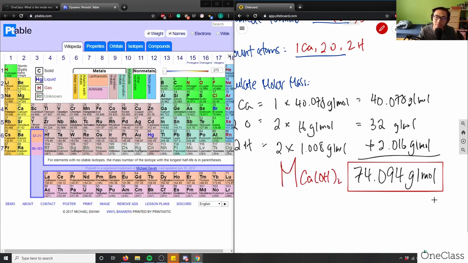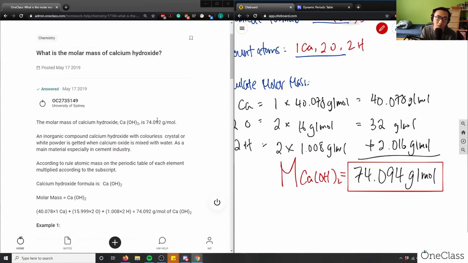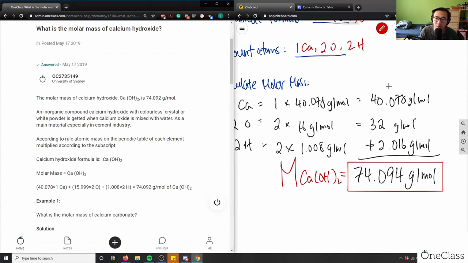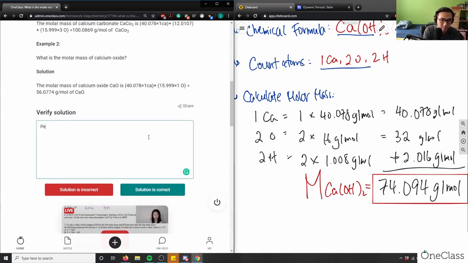So this big M equals 74.094. Let's look back at the given answer, 70.092, which is about the same, and any difference is probably due to rounding. This is close enough, so we're good. Calcium hydroxide is Ca(OH)2. We got our chemical formula first, counted the atoms, one calcium, 2 oxygens and 2 hydrogens, added them all together and got 74.094. This is a perfect step-by-step solution, and the solution here is correct.